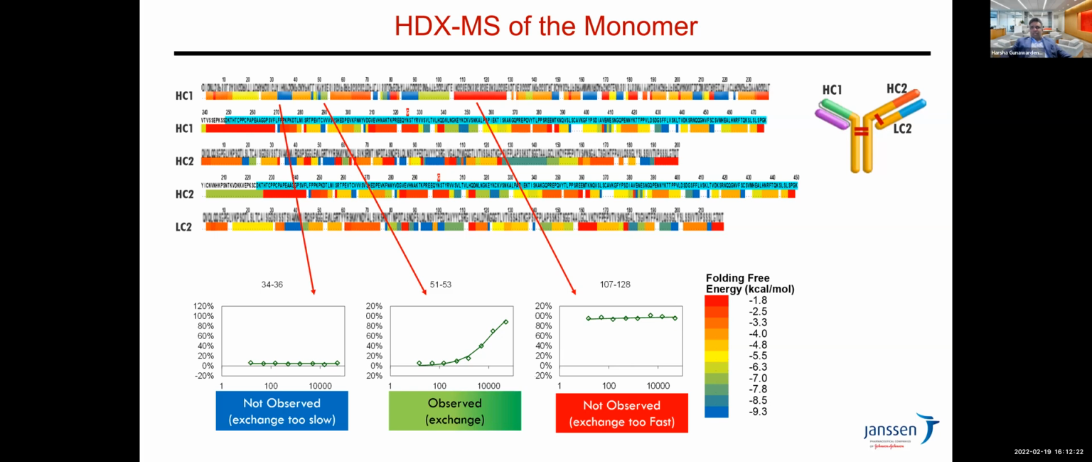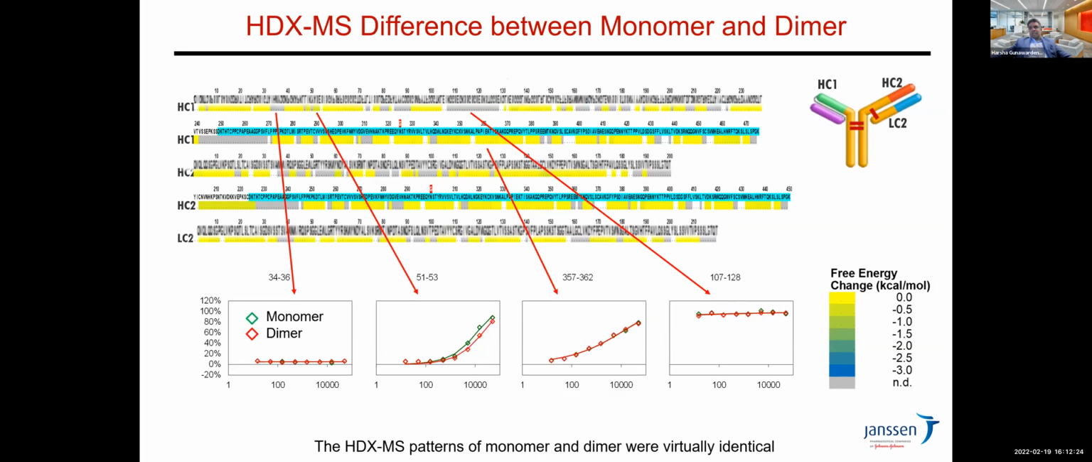Now we perform the HDX experiment on this bispecific antibody dimer in a similar manner. And what you see is a heat map of binding free energy change between the bispecific antibody monomer and the dimer. So this is delta delta G, or the free energy change. What we see are regions colored in gray that have no observations.